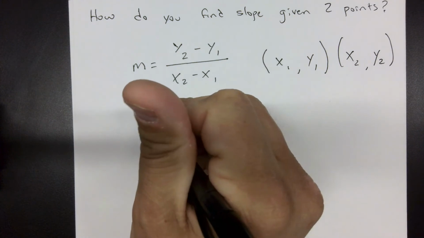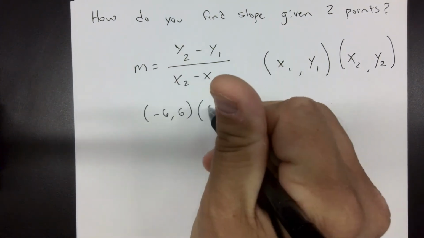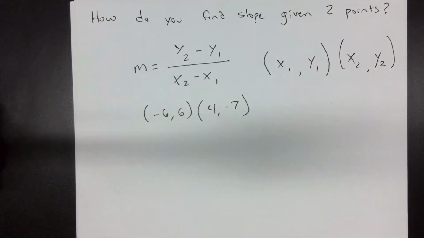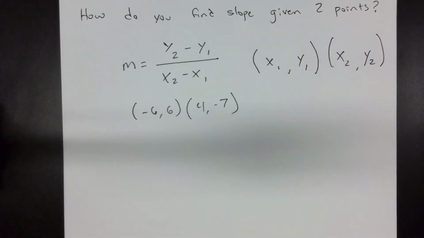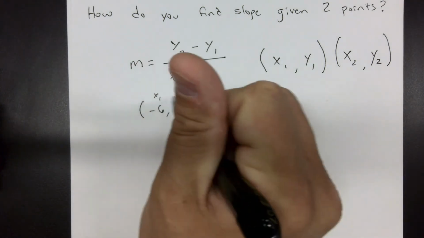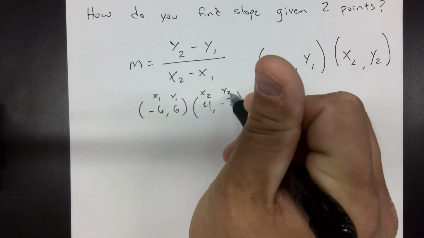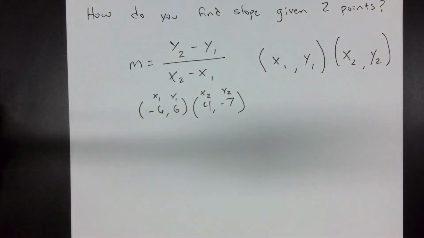If we had points of negative 6, 6, and 4, negative 7. So if those are our 2 points, negative 6, 6, and 4, negative 7, I want this down inside your journal. The very first thing we're going to do is label them. This is my x1 and my y1. This is my x2 and my y2.